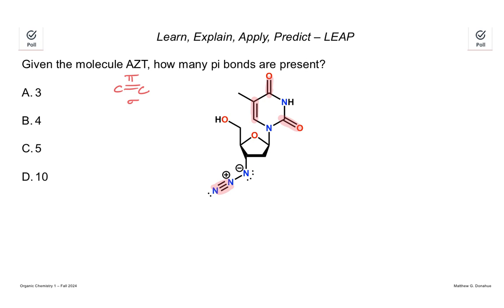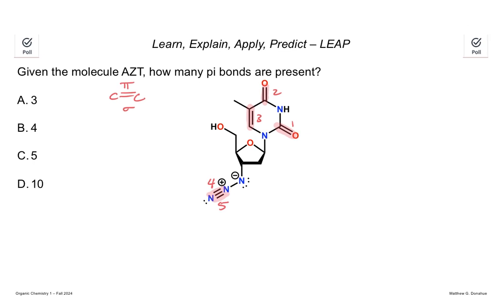So if we count the pi bonds up, we have 1, 2, 3, 4, and 5. So in that situation, it just so happens that the 2 nitrogens, there's a sigma bond, then there's this pi bond, and then there's this third line, that's another pi bond. So that's called a triple bond. So overall, our answer is going to be C, which is 5.